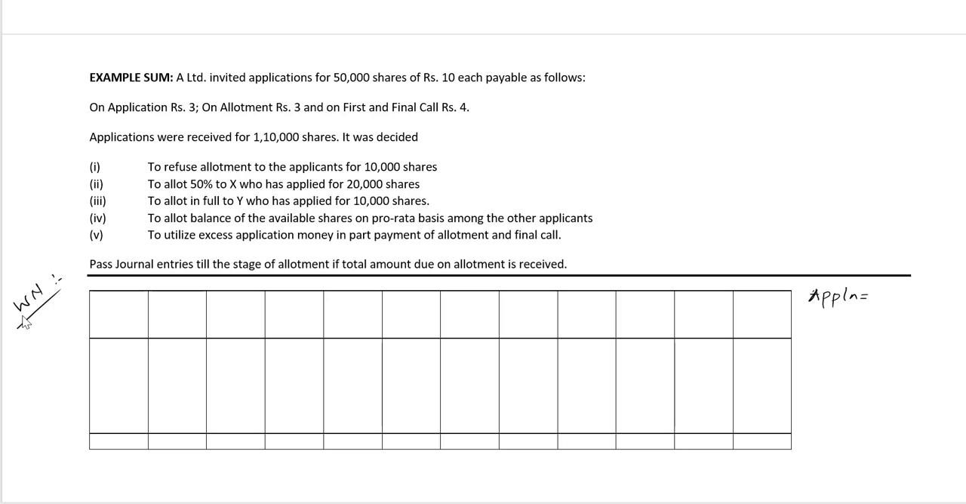Application, allotment, and the final call. The face value is rupees 10, issued at par, so the issue price is also rupees 10. 3 rupees payable on application, 3 rupees payable on allotment, and 4 rupees on the final call. Let's go on to prepare the table.